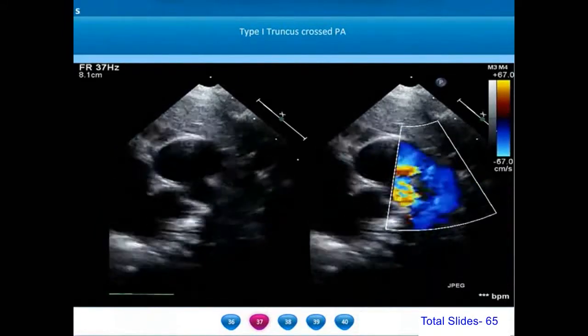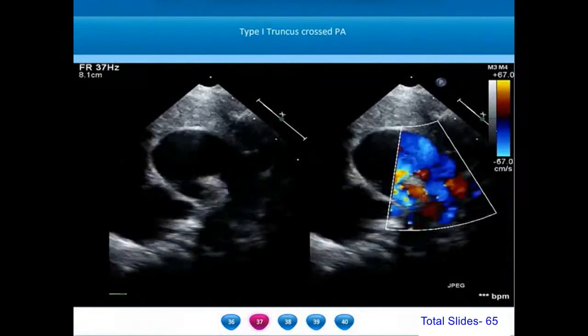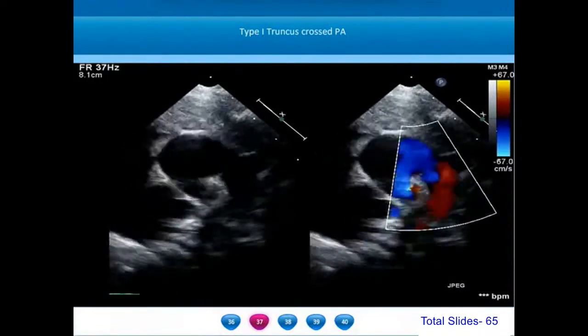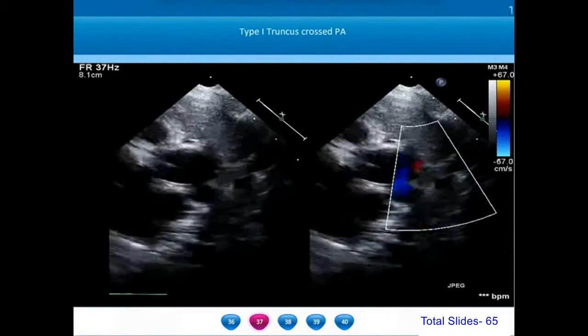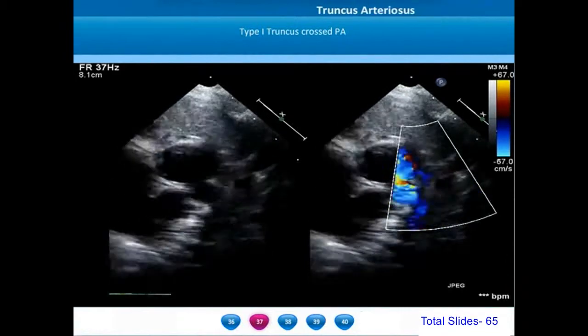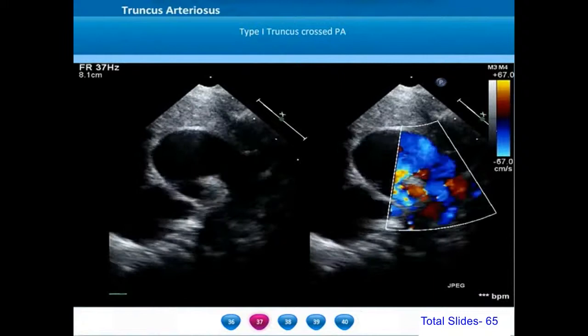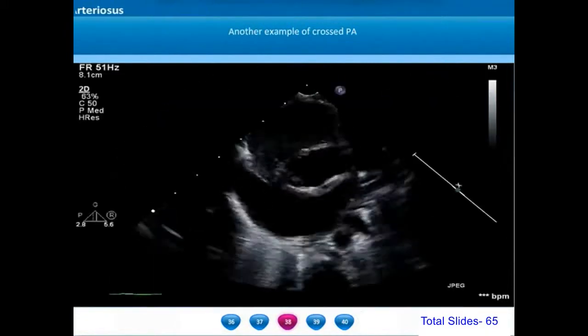When we show both the pulmonary arteries, we can notice that the left pulmonary artery is arising from the rightward side of the main pulmonary artery and coursing towards the left. The right pulmonary artery is arising from the leftward side of the MPA and coursing towards the right.